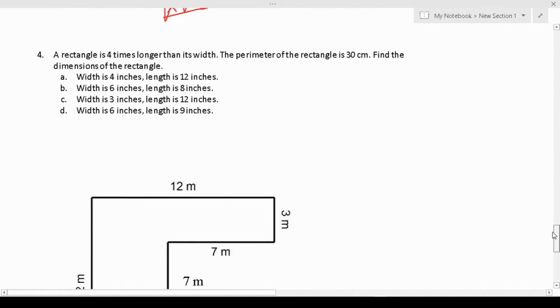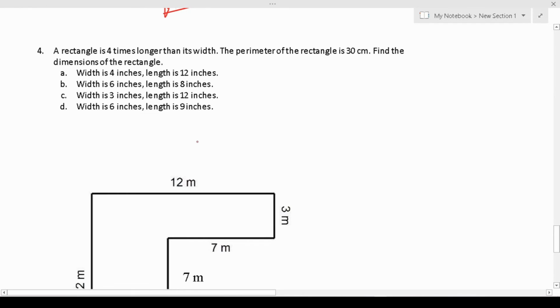All right, let's take a look at number 4 now. It says a rectangle is 4 times longer than its width. The perimeter of the rectangle is 30 centimeters. Find the dimensions of the rectangle. Okay, so in this case, we know the perimeter is going to be 30 centimeters. And similarly, we know it's 4 times longer than its width. So if its width is x, its length is 4x.